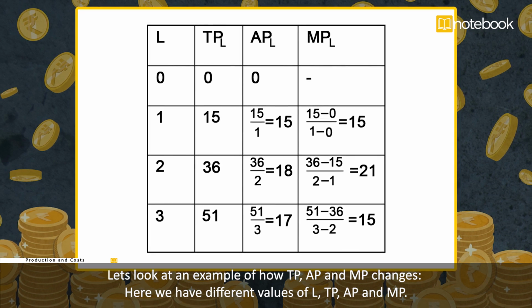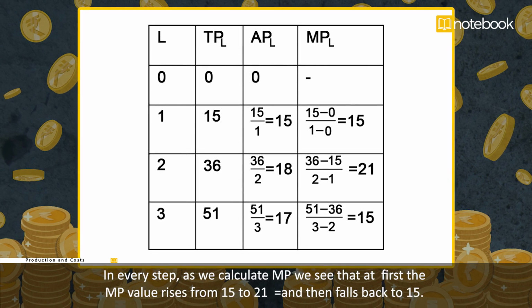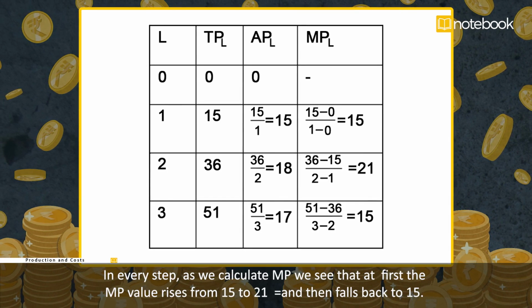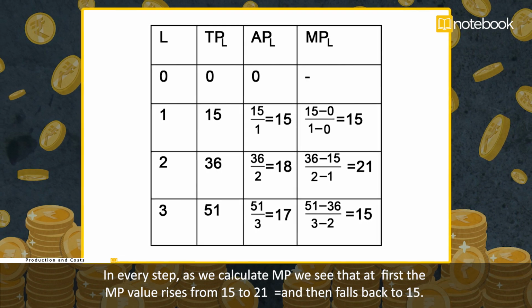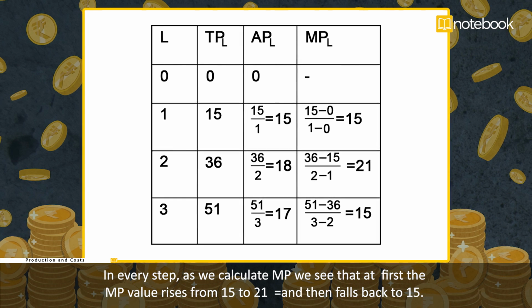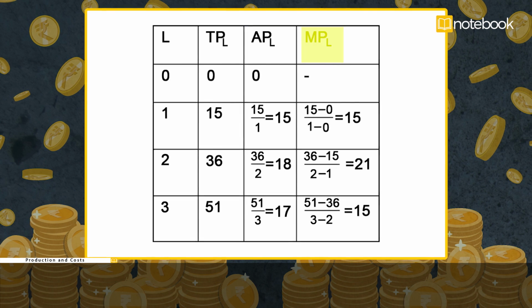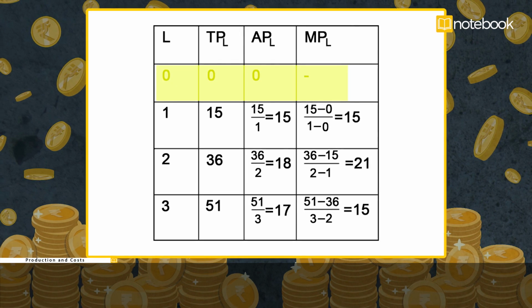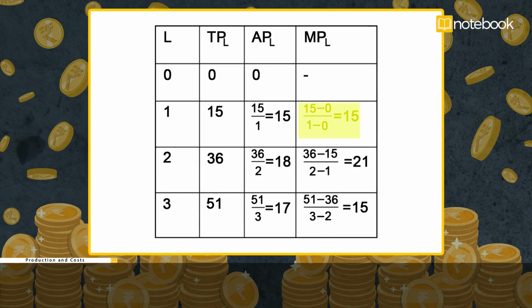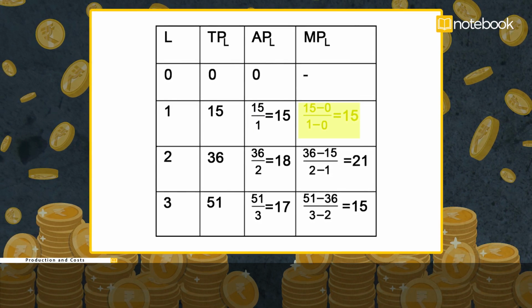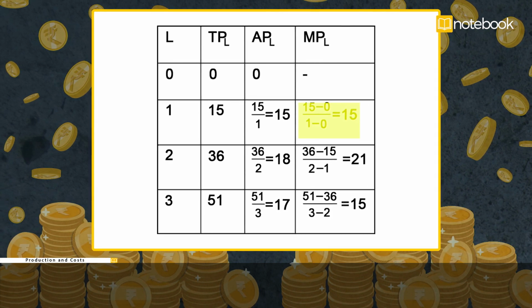Here we have different values of L, TP, AP, and MP. In every step, as we calculate MP, we can see that at first, the MP value rises from 15 to 21 and then falls back to 15. L, TPL, APL, MPL: 0, 0, 0, 0. 1, 15, 15 over 1, which equals 15. 15 minus 0 over 1 minus 0, which equals 15.